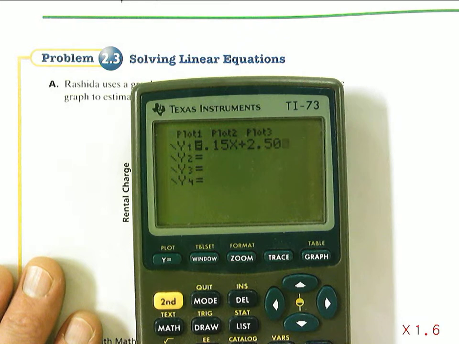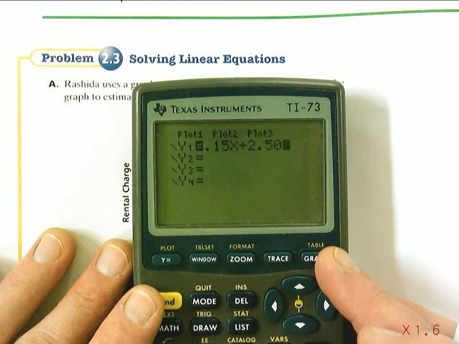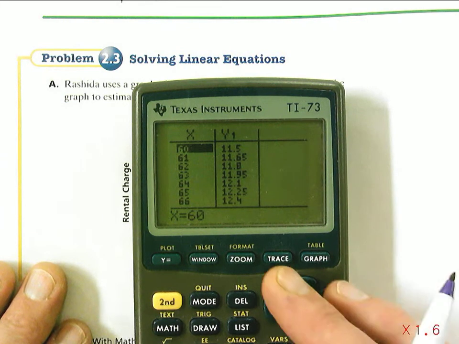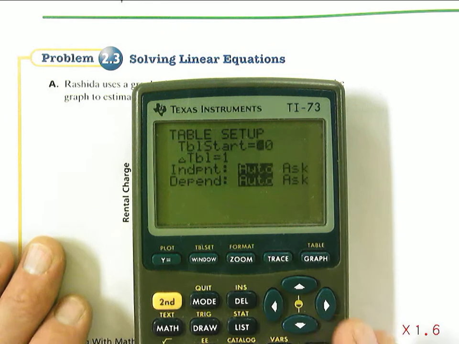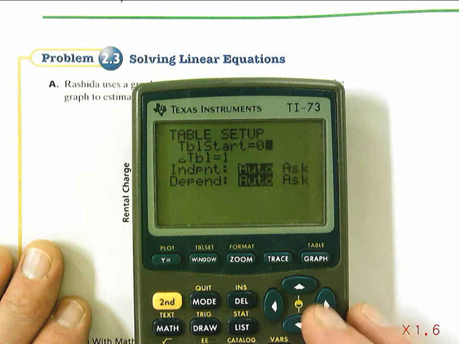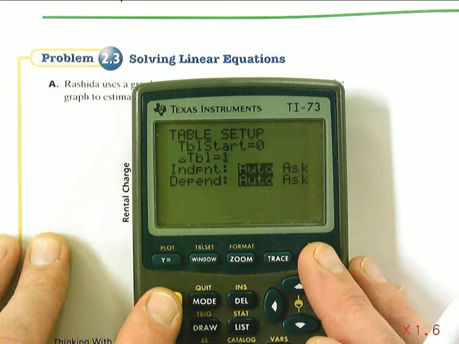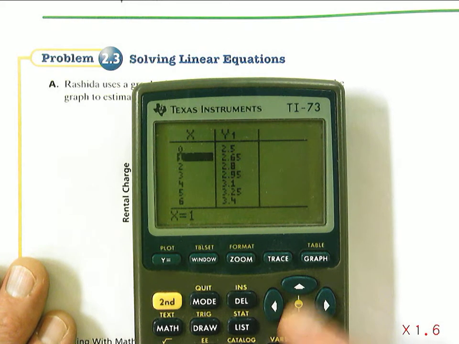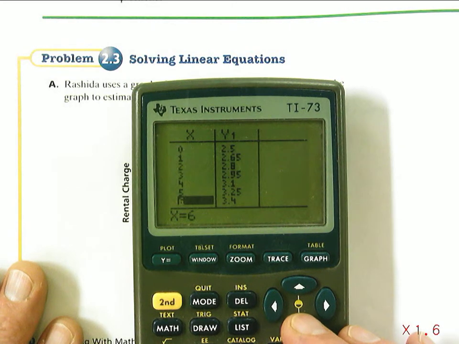And on the graphing calculator, if you use the second and then the graph button, it'll actually create a table. And I don't like the format of my table, so I'm going to change the format and actually the table set. So this one right here. And I want to start at 0. I want it to go up by 1 each time. And then if I go back to my table, there's my cost. And those are really dollars, $2.50, $2.65.